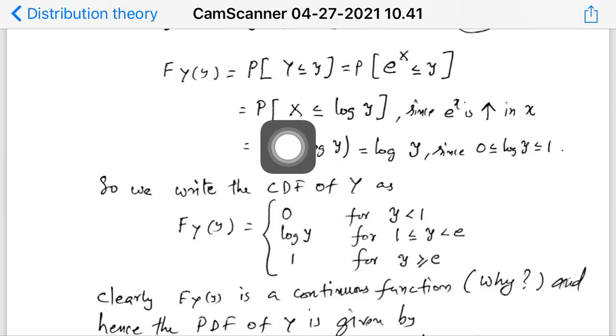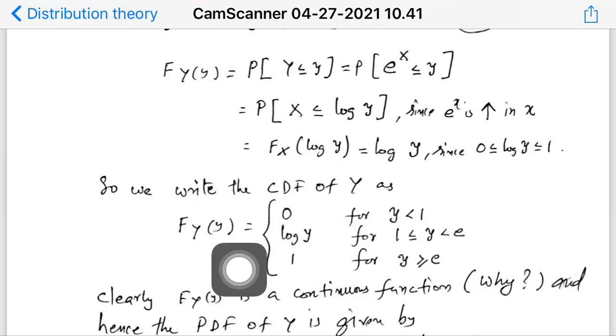the integral of f(x) dx. Then also you can find directly that it is equal to log y. You may try it yourself.